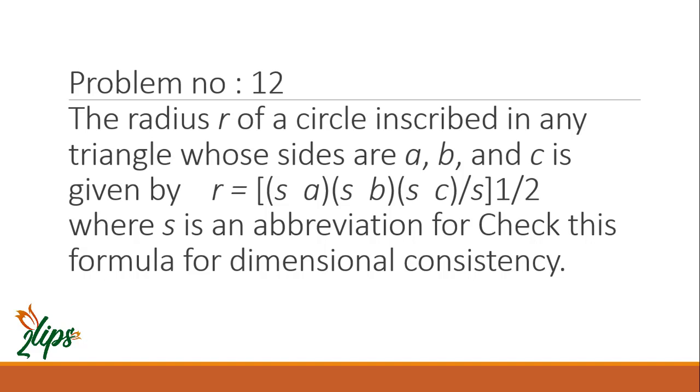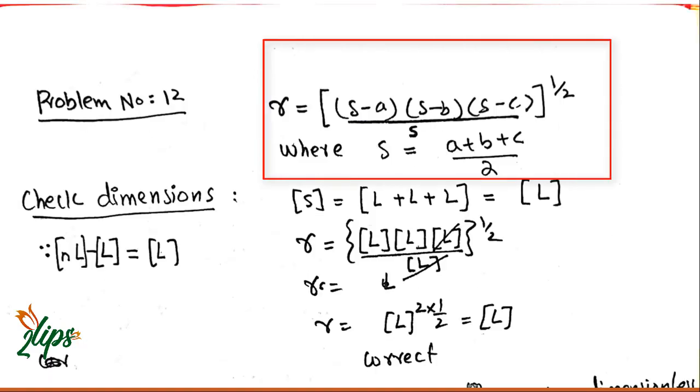So inscribed circle means a circle which is inside a triangle and it touches all the sides of the triangle. We are given this formula where s is equal to (a plus b plus c) divided by 2, and we have to check its dimensional consistency. So let us first check the dimensions of this s.